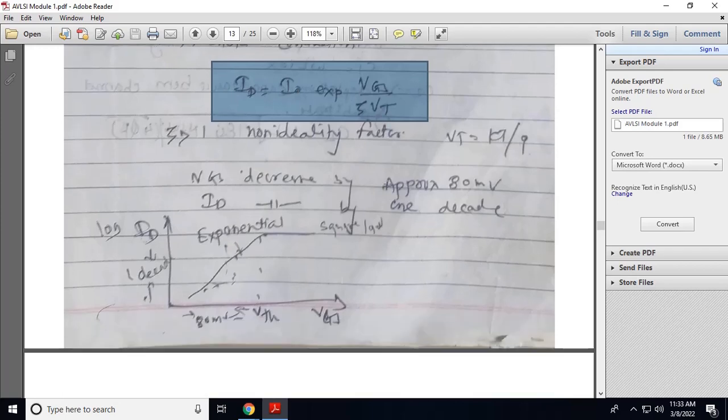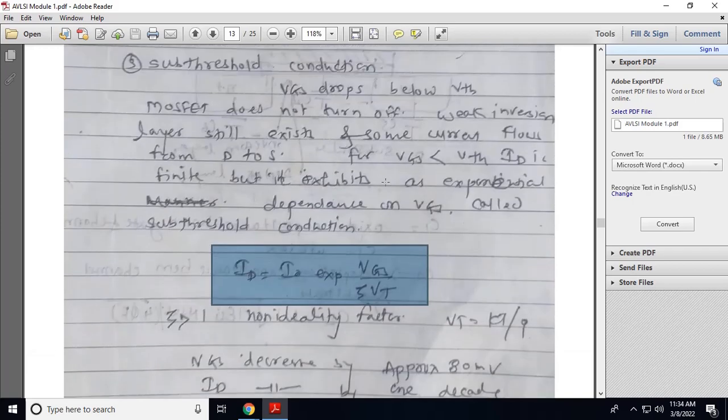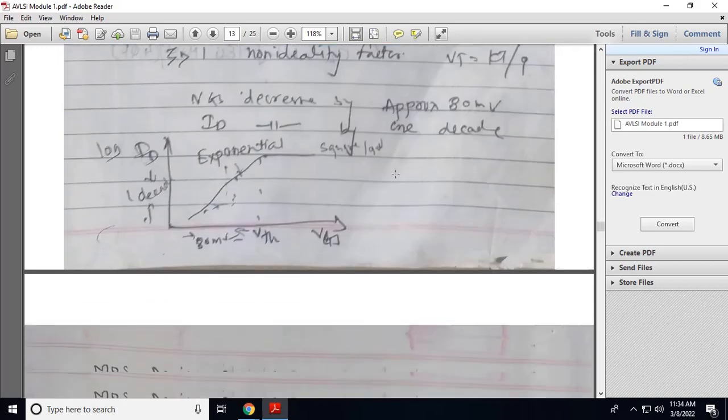So these are the three second order effects. Body effect, due to which VTH increases. Channel length modulation, where the length of the channel decreases when you increase VDS, that is the drain to source voltage. Sub-threshold conduction, when VGS is less than VTH, there is still a weak inversion layer, and due to that there is a finite drain current from drain to source, which is called sub-threshold conduction.